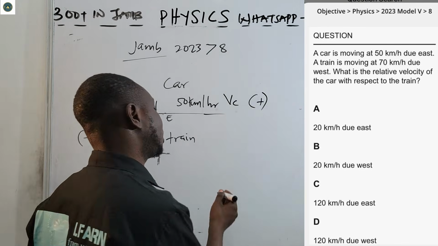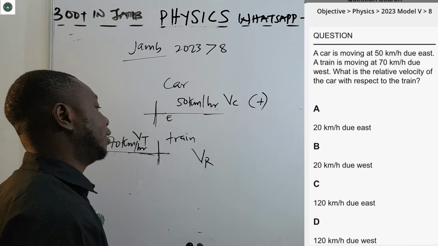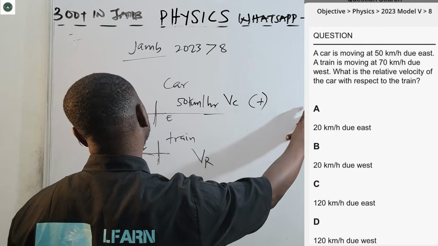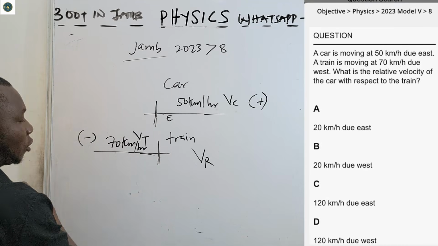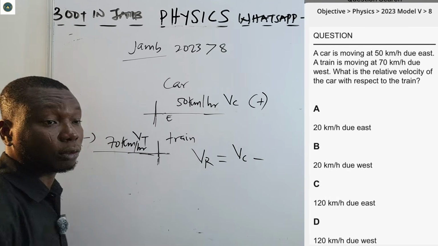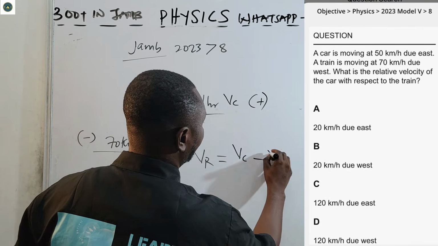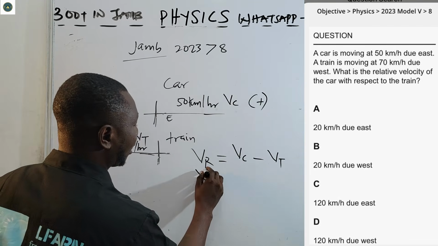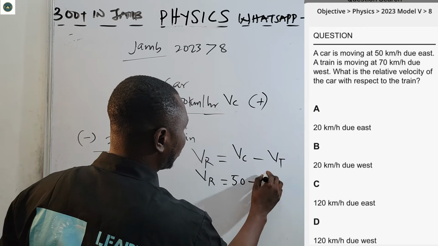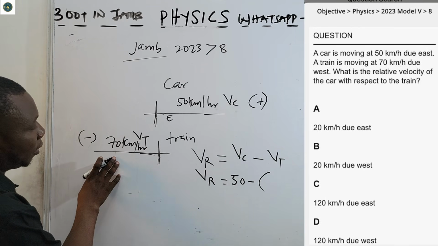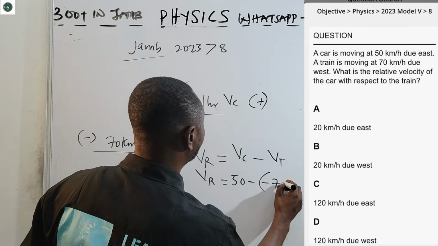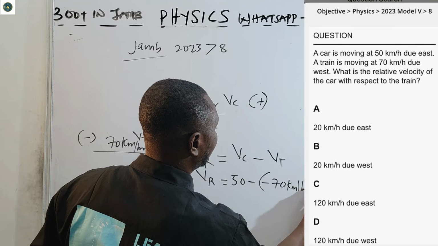So we need the relative velocity. So VR is the relative velocity. Now, mind you, they are moving in opposite direction. This one is moving eastward and this one is moving westward. So that means we have VC, opposite direction. So VC minus VT. So VR is equal to, what is VC? 50 minus the velocity of the train, which is moving 70 kilometers per hour. So we have minus 70 kilometers per hour.